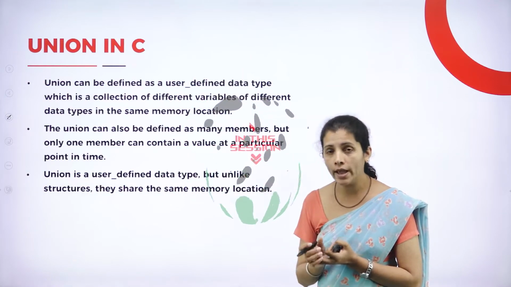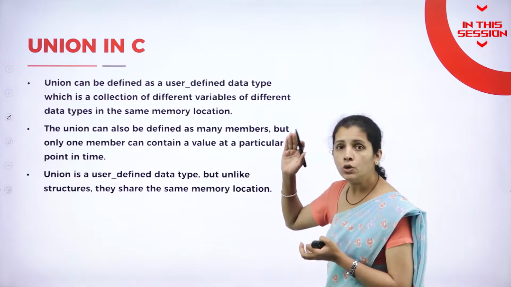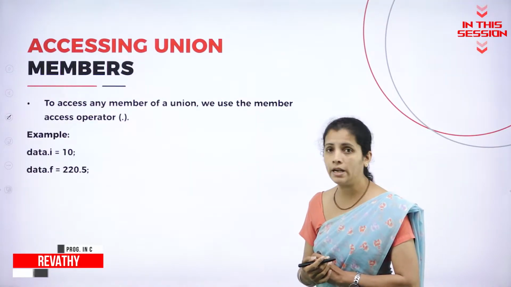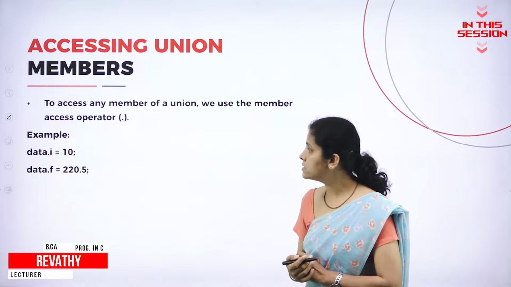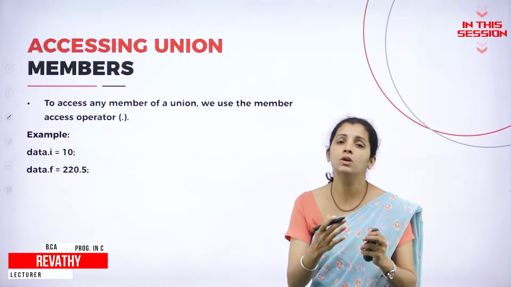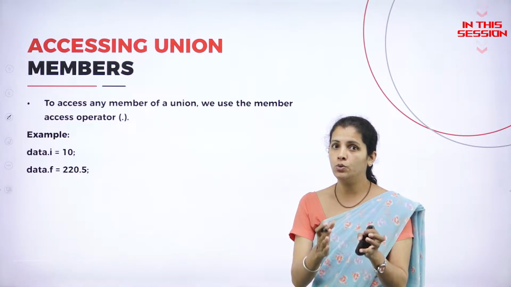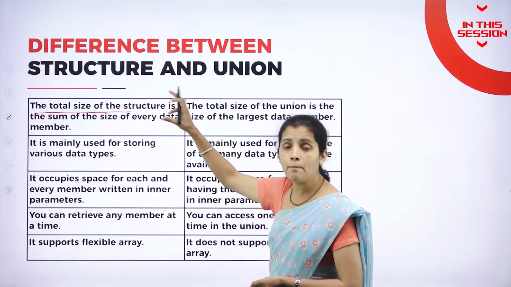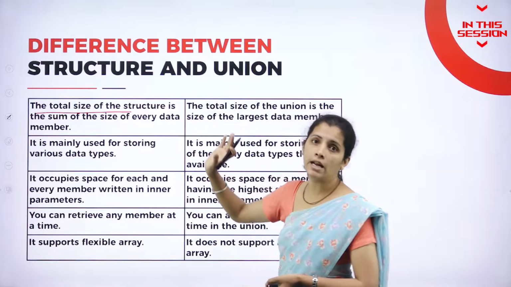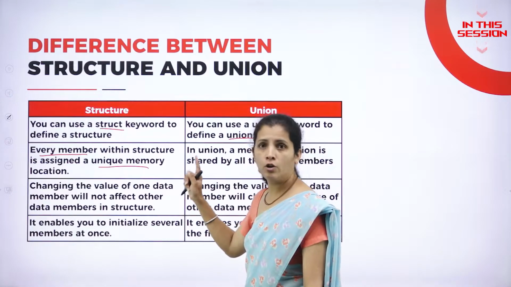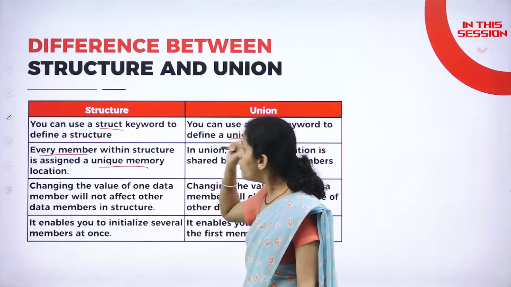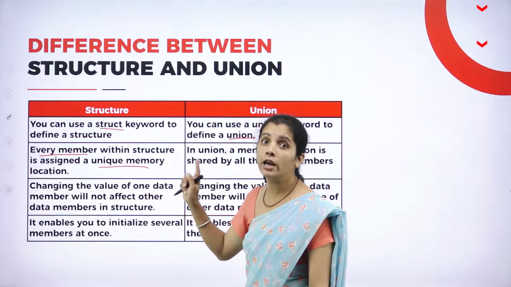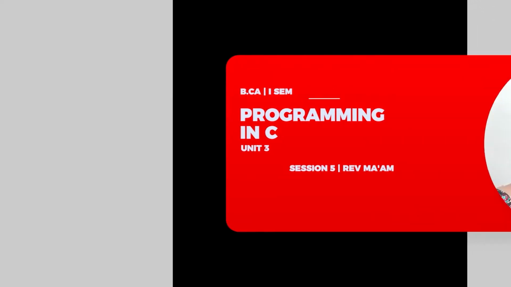Union is also an example for a user-defined data type. With the help of the dot operator, I can access the members which are stored in the union. The size of the structure is always the sum of every data member during memory allocation in structure. For each data member, the compiler is going to allocate the memory.